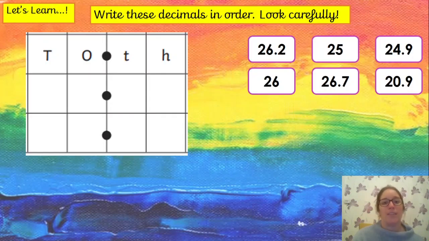Okay, can you write these decimals in order? So look carefully at the 6 numbers that are there, the 6 digits. Write them down in your book in order of smallest to largest. Okay, so looking carefully at the place value.